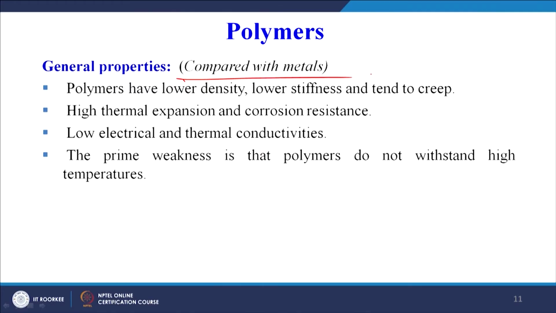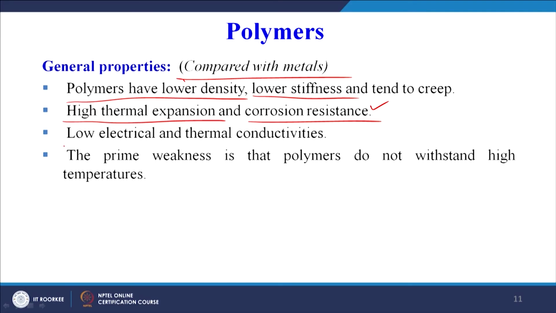These are in comparison to the metals. Polymers have lower density, lower stiffness, and they tend to creep. Their density is low, therefore they are used for lightweight applications. Stiffness is also low and they tend to creep. High thermal expansion and corrosion resistance. So they can be used for corrosion resistance, whereas there is a tendency of high thermal expansion.